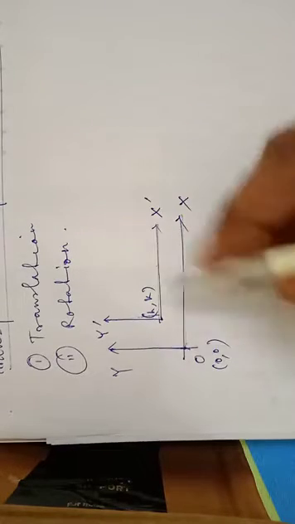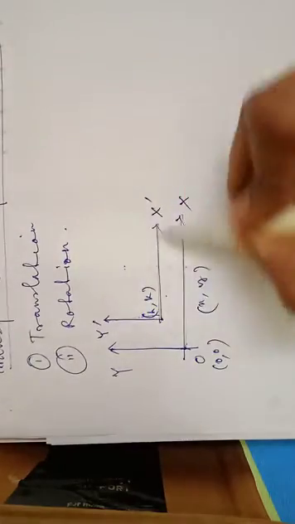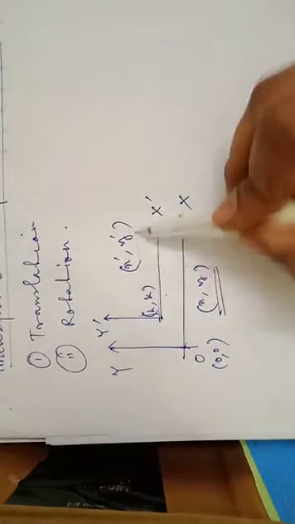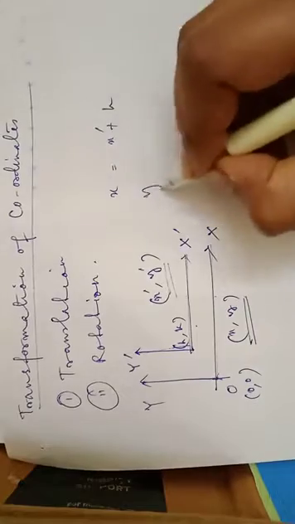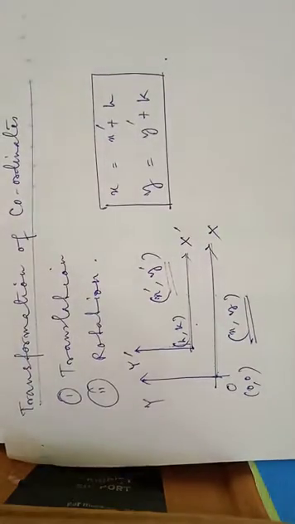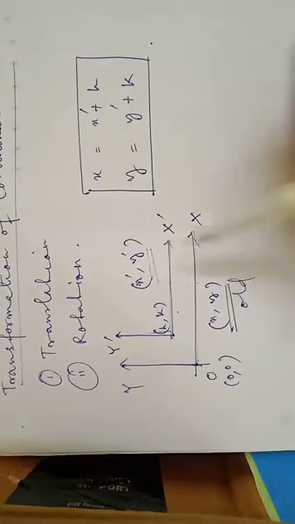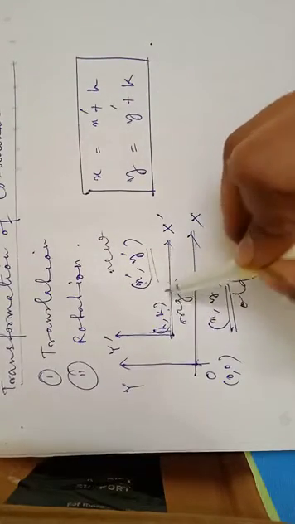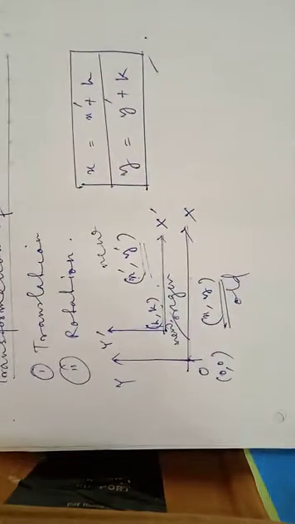So any point in the old coordinate system will be denoted by (x, y), and any point in the new coordinate system will be denoted as (x dashed, y dashed). So what is the relation between old and new? This is our actual rule: x equals x dashed plus h and y equals y dashed plus k. This is the formula of translation of coordinates, where (x, y) is the old coordinate system, (x dashed, y dashed) is the new coordinate system, and (h, k) is our new origin. You have to memorize this formula. We will solve problems by using this.